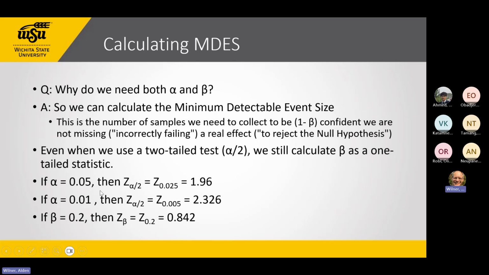So if alpha is 0.05, then z of alpha over 2 is z of 0.025 or 1.96. If we want a 99% confidence interval, alpha over 2 is 1/2 of 1% or 2.326 standard deviations away. If we choose beta as 0.2, we're going to do a one-tailed test. And again, we accept a higher error rate with beta, generally speaking, right?